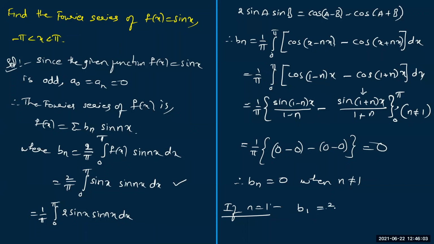B1 is equal to 2 by pi integration from 0 to pi. Here you will get sine x into sine x again, taking n equals 1, dx. I'm just continuing this. B1 is equal to 2 by pi into integration from 0 to pi of sine square x dx. I hope you remember this trigonometric transformation as well. When it is sine square x, we can write it as (1 minus cos 2x) divided by 2.